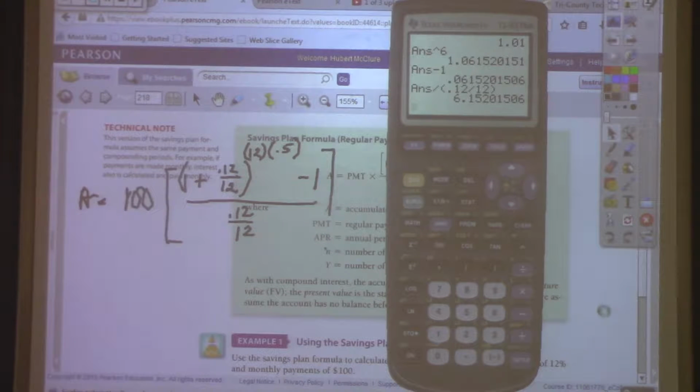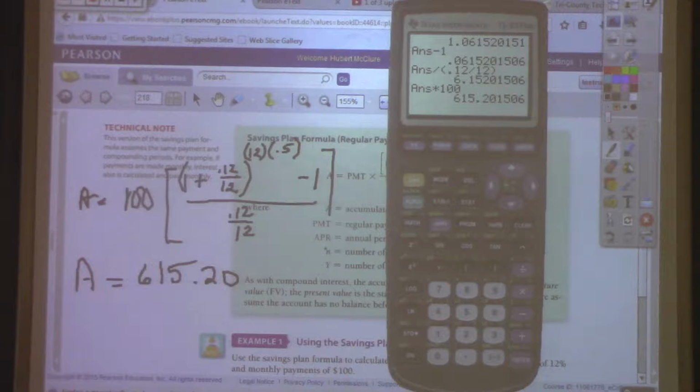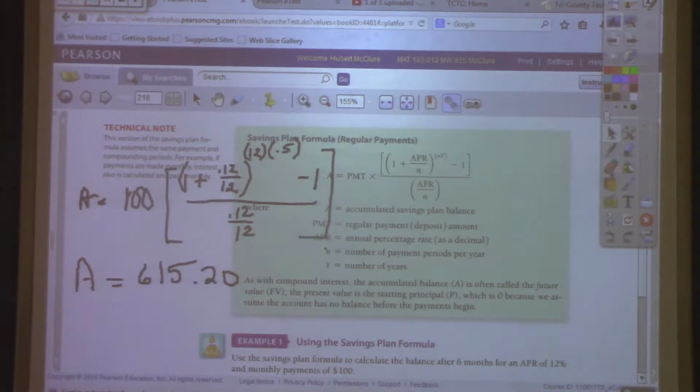And there's that number right there. And then multiply that times 100. Don't really need to do it on a calculator, but go ahead. So at the end of 6 months, I'm going to have $615. And that's how you use that formula. We'll do a couple of these so you can get the hang of just punching in your calculator, because that's what you do.